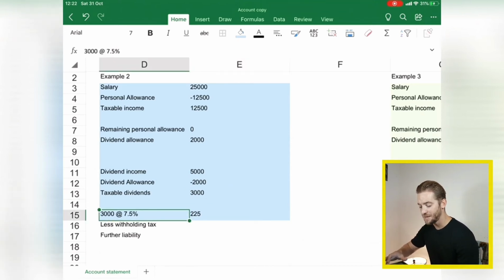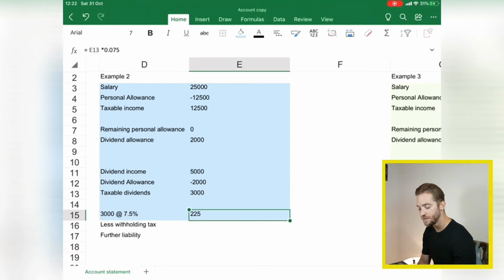£3,000 would be taxed at 7.5% because with £25,000 of employment income or salary, you're falling into the basic rate category, and your dividends would be taxed at 7.5%. That's a tax bill of £225 payable to HMRC. Now, assuming that these dividends again were received from UK-based companies, then that would be the end of it. You'd pay your £225 to HMRC and it's done with.